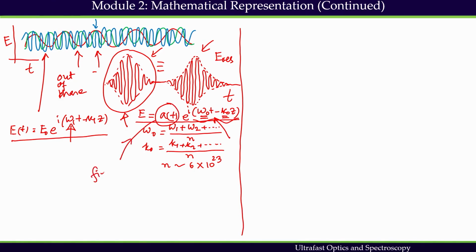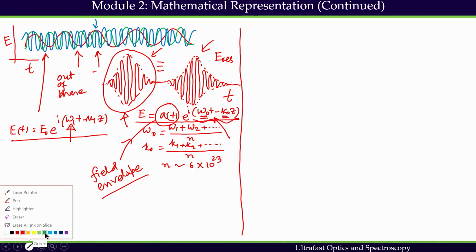And this A(t) is the field envelope. This is called the field envelope. It defines how the modulation of the magnitude will occur, and this field envelope is nothing but this dotted line. If we join the tips of the field, we get this envelope function, and it is represented by A(t) here.